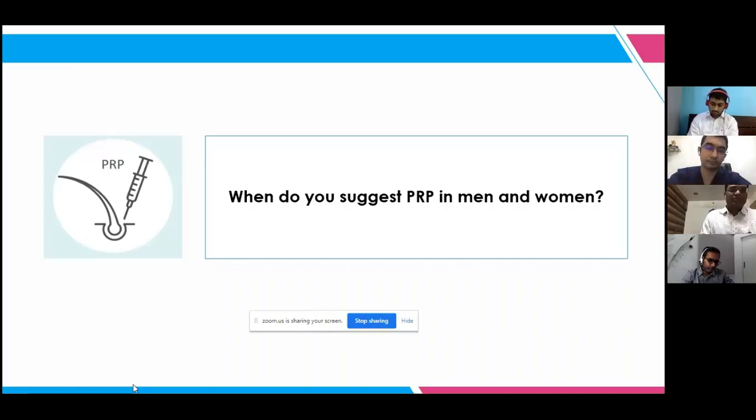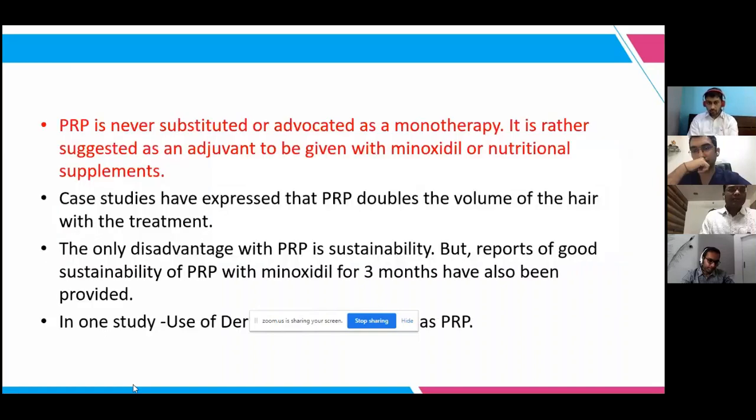Still if the patient is not responding, still the patient is not happy, then I will give adjuvant therapies like PRP. PRP is one adjuvant therapy, but I will still counsel that PRP is only an adjuvant. Adjuvant therapy only. It is never substituted or advocated as a standalone treatment. It is actually an adjuvant to minoxidil and nutrition supplements. And they know that PRP doubles the volume of the hair with the treatment. The only disadvantage is sustainability. That is the major problem with PRP.